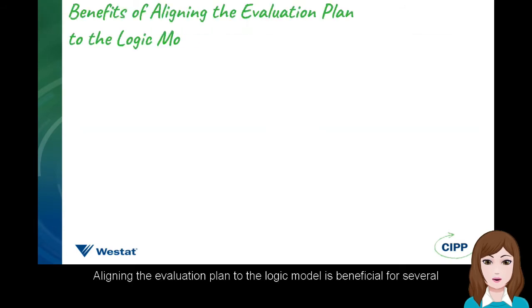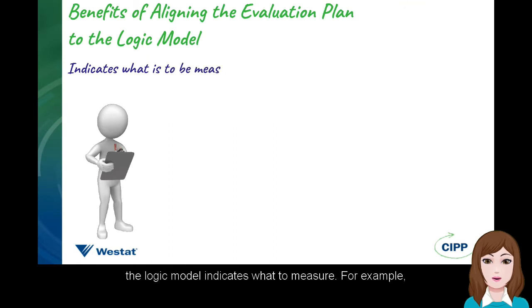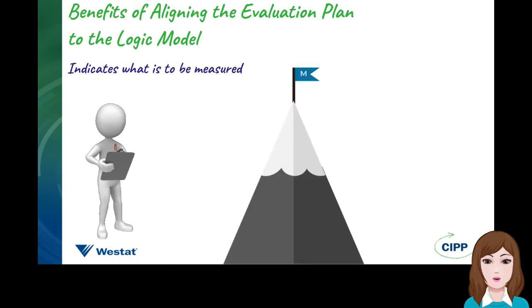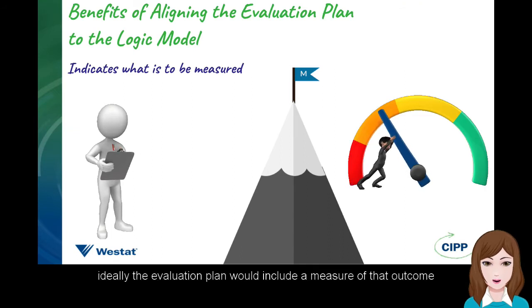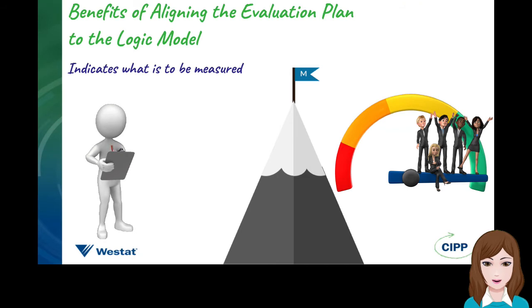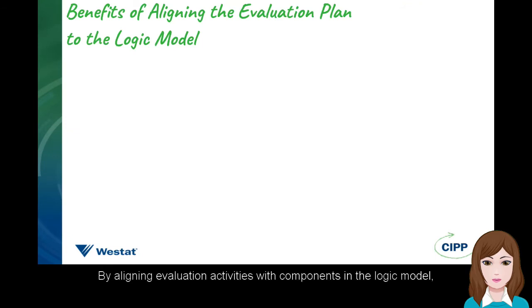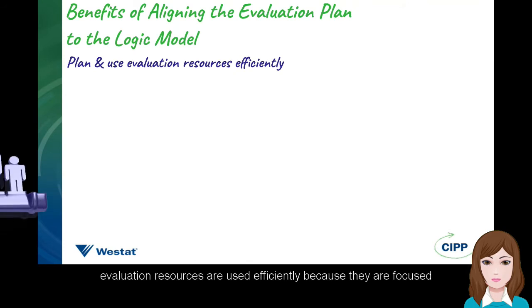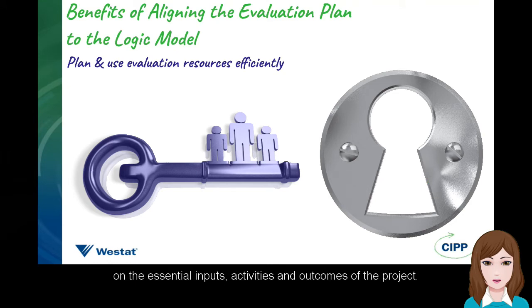Aligning the evaluation plan to the logic model is beneficial for several reasons. First, the logic model indicates what to measure. For example, if there is an outcome on the logic model, ideally the evaluation plan would include a measure of that outcome to provide information on whether the outcome was achieved. By aligning evaluation activities with components in the logic model, evaluation resources are used efficiently because they are focused on the essential inputs, activities, and outcomes of the project.